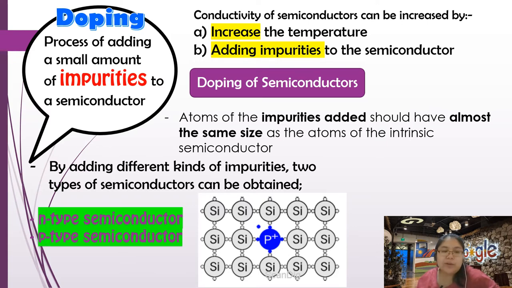Okay, the first type we call N-type. N stands for negative. P-type stands for positive. So after you do the doping, we got two types of semiconductor produced, either a positive type or a negative type. Can you see this diagram? They add the P, this P is phosphorus. When they add it, can you see one extra electron comes up? So this part we call an N-type because you got an extra electron.